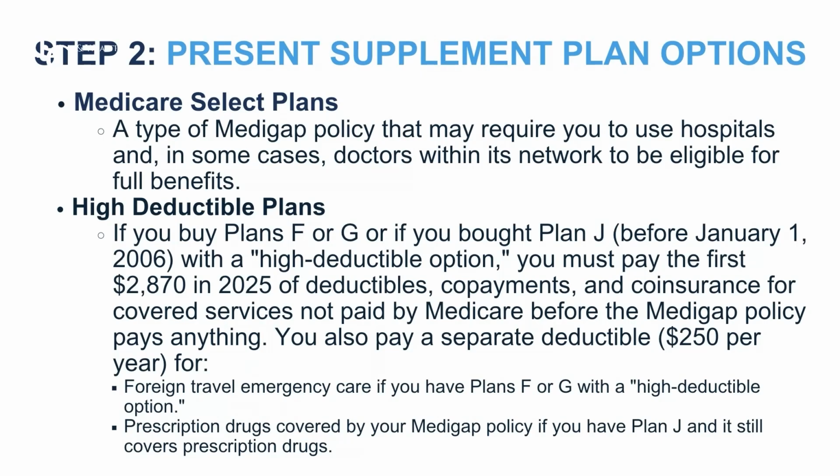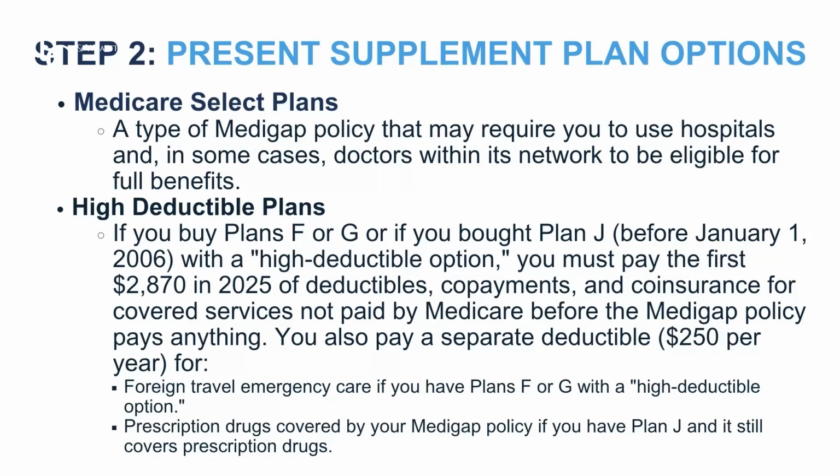So if you buy Plans F or G, or if you bought Plan J prior to January 1st of 2006 with a high deductible option, you would pay the first $2,870 in 2025 of deductibles, co-payments, and co-insurance for covered services not paid by Medicare before the Medigap policy pays anything. You also pay a separate deductible for things like foreign travel in many cases and prescription drugs that might be covered by your Medigap policy if you have Plan J and it still covers prescription drugs.